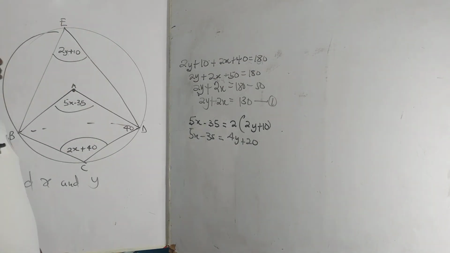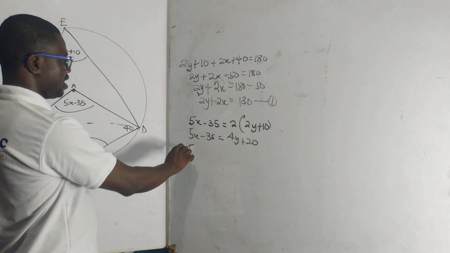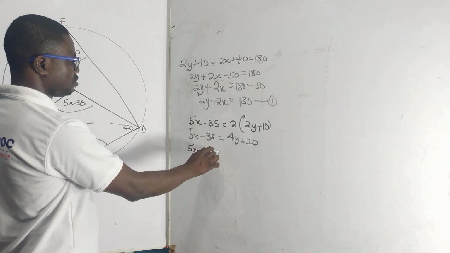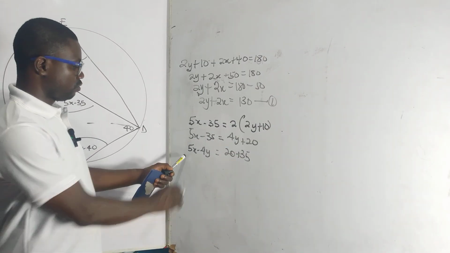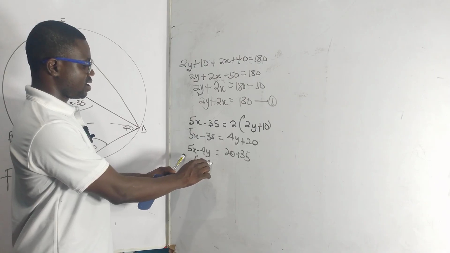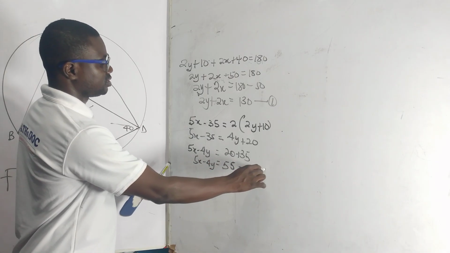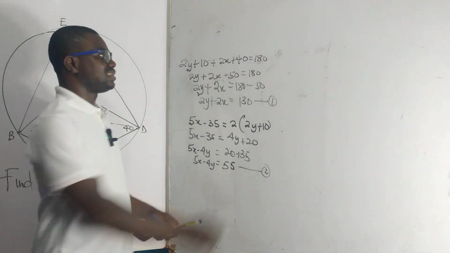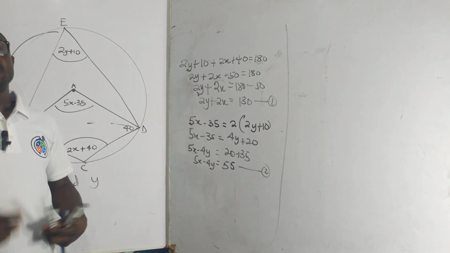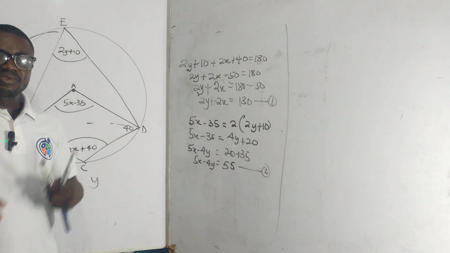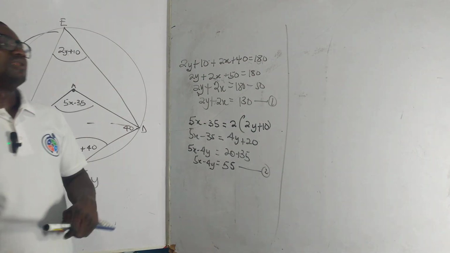Let's group like terms. So we have 5x minus 4y is equal to 20 plus 35. And that will give you 5x minus 4y is equal to 55. Equation 2. Now realize that from here, we have two equations. So we can use any simultaneous approach. Either we use the substitution method or the elimination.